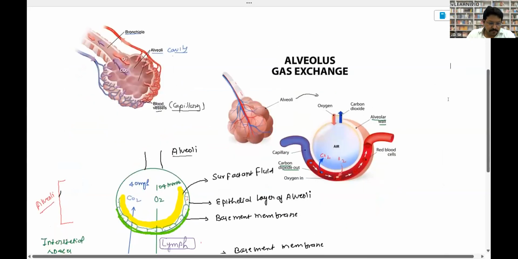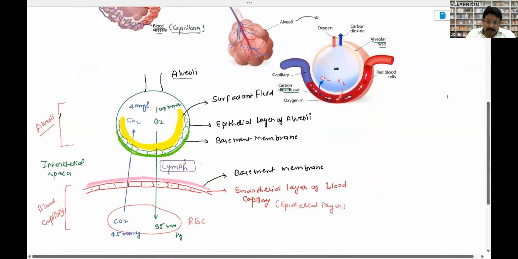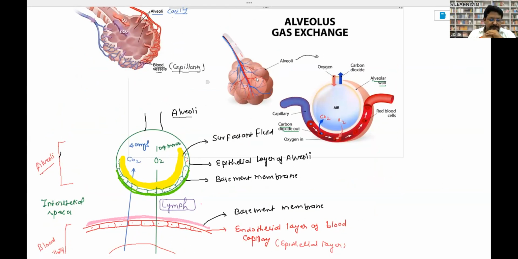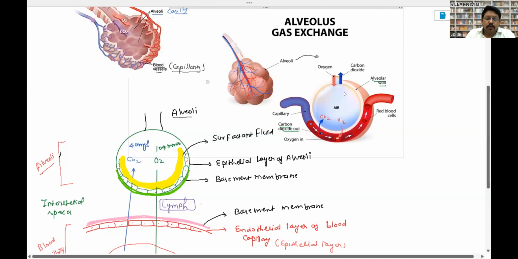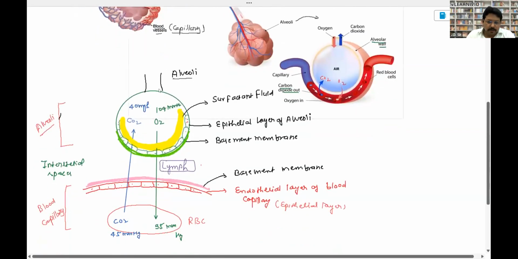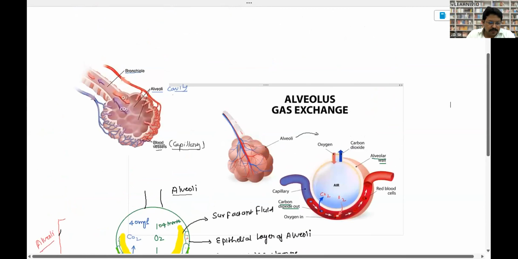Look, that thing you need to understand. Alveoli are surrounded by a network of arteries and veins, right? And you know, arteries carry the oxygenated blood, and veins carry the deoxygenated blood. How does it take place? Look, this is the alveoli, a balloon-like structure, and it is surrounded by blood vessels, right?